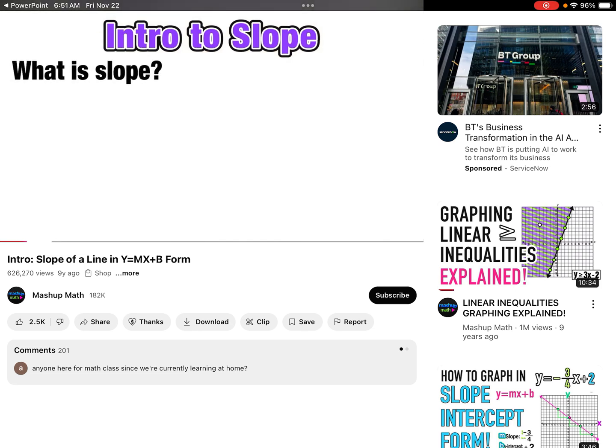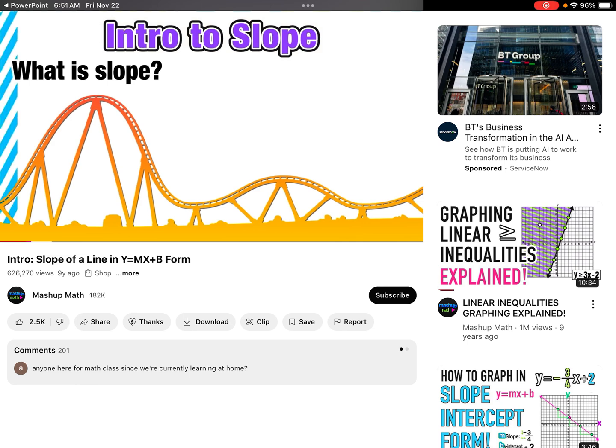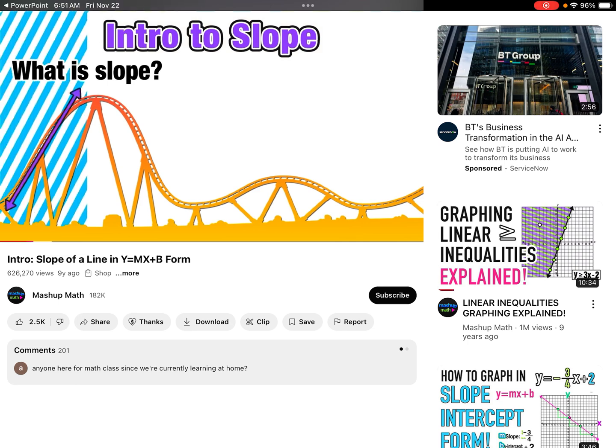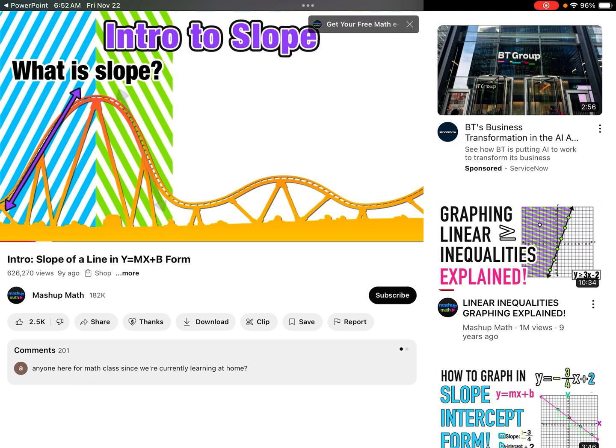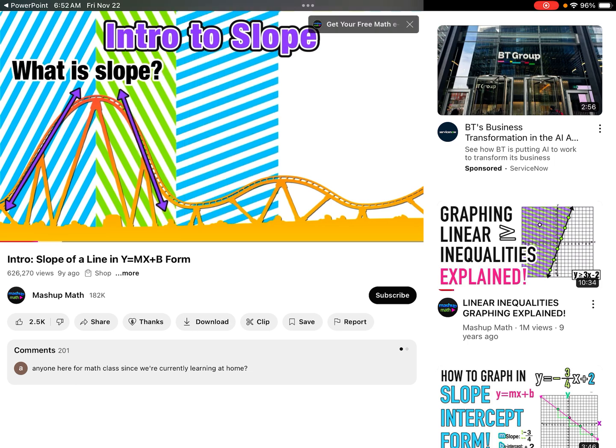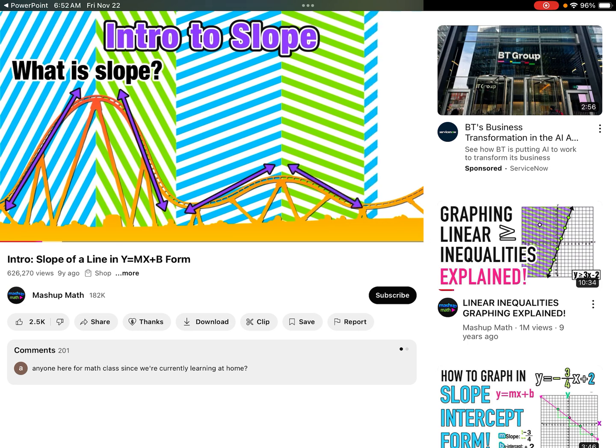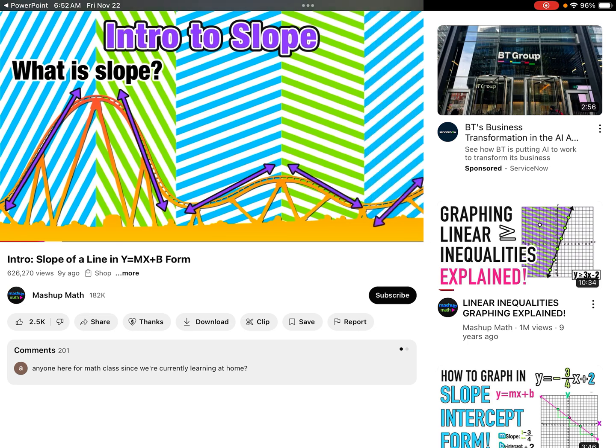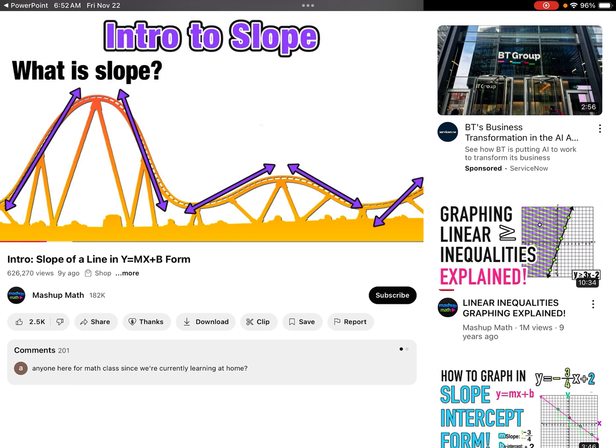What's up, everybody? Let's go ahead and jump into this introductory lesson on slope. Now, what makes a roller coaster fun is that you are constantly changing direction, whether you're increasing or decreasing at different levels of steepness. And we are going to relate this experience to our understanding of the slopes of lines on the coordinate plane.